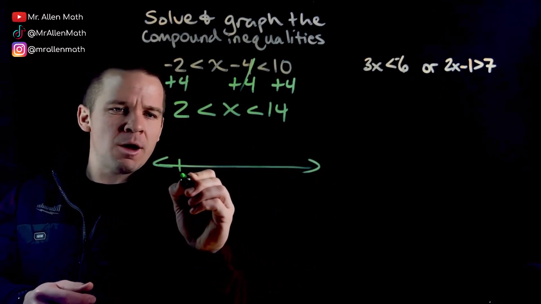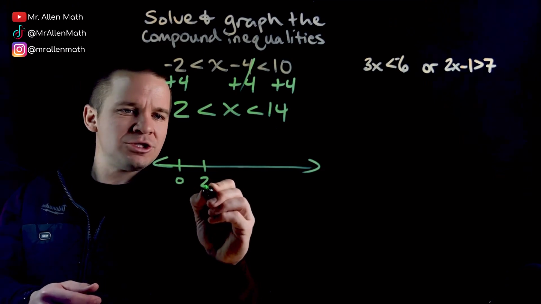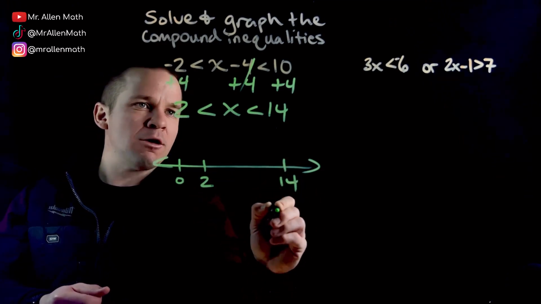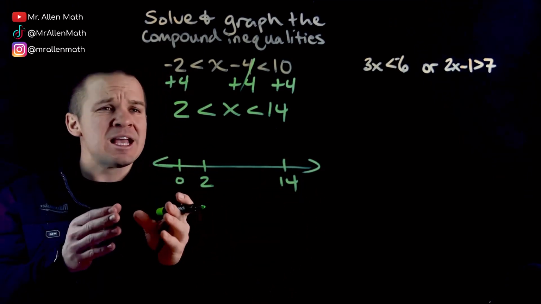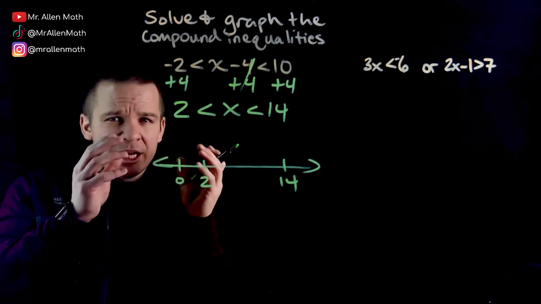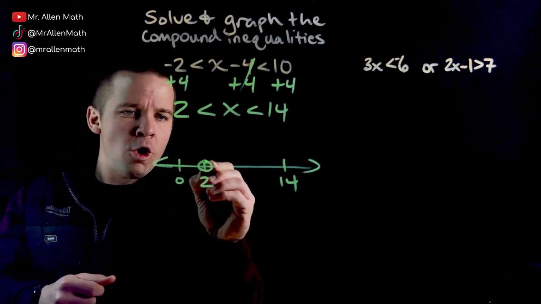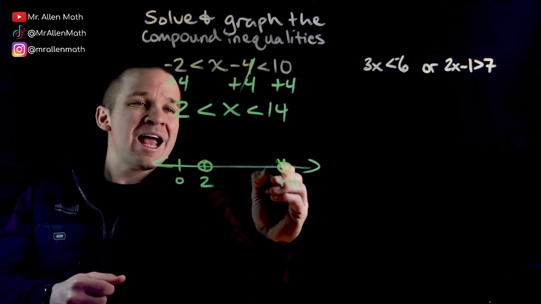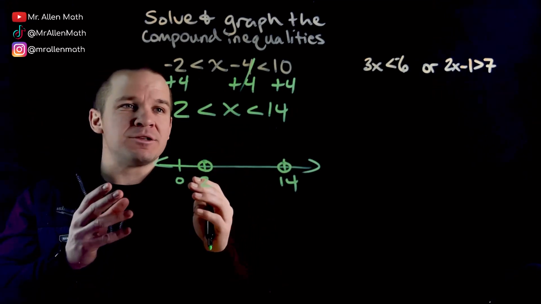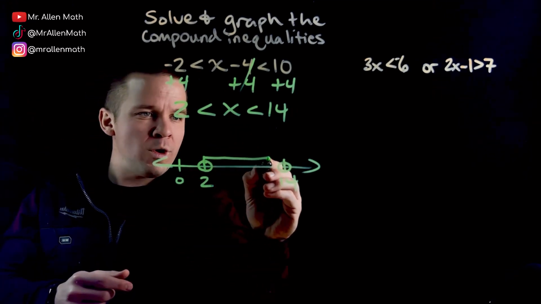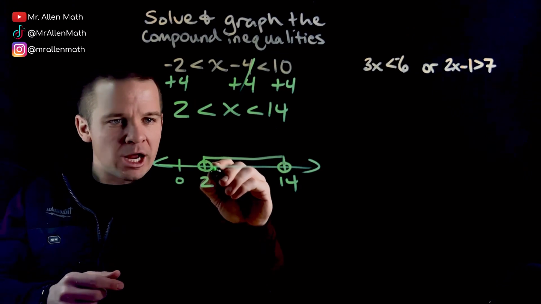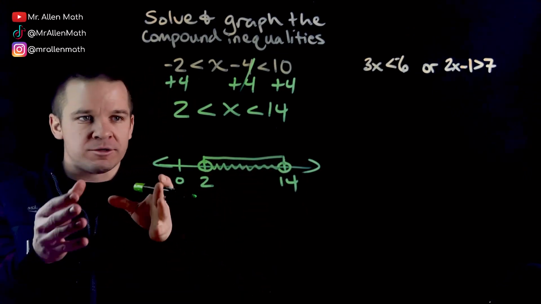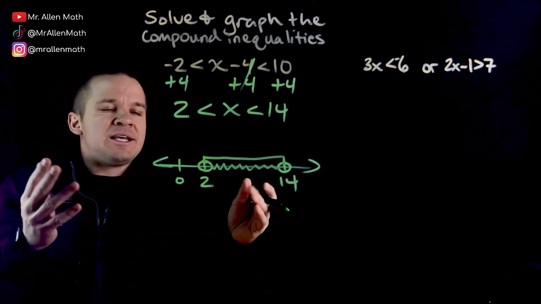I'll put 0 as a reference. I got 2, and I got 14 way over here. Now, because this is strictly less than and not equal to, I'm going to use open circles, and my x is actually between those two. So I'm going to shade between. Some people will also do a little curve, which is another way of notating that it's between them, right? And that's it.